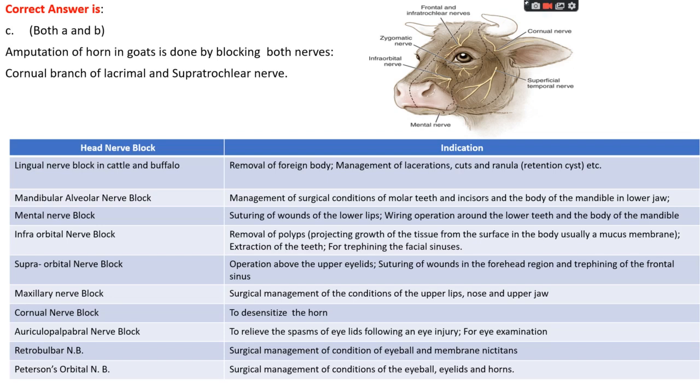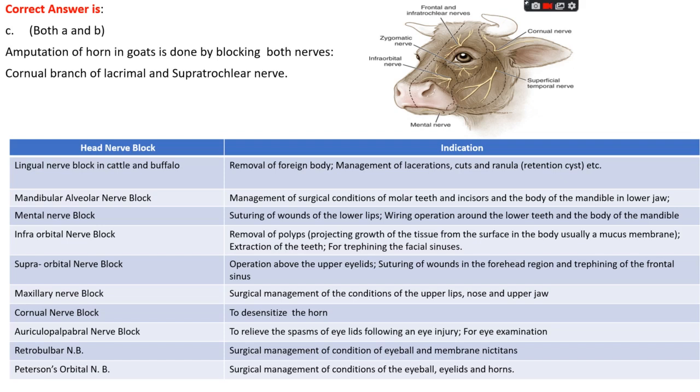For the removal of foreign bodies, or for the management of laceration or cut, or ranula, which is a retention cyst that occurs in the mouth area, we have to do a lingual nerve block in cattle and buffalo. Similarly, for the management of surgical conditions like molar teeth and incisors, and also the mandible in a larger body, we have to do a mandibular alveolar nerve block. In order to suture wounds of the lower lips, and for wiring operations around the lower teeth area and the body of the mandible, we have to do a mental nerve block.